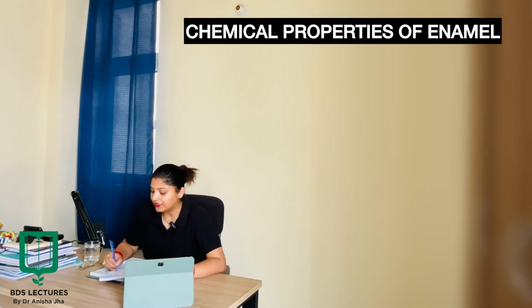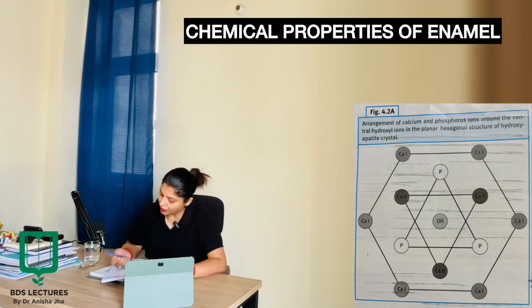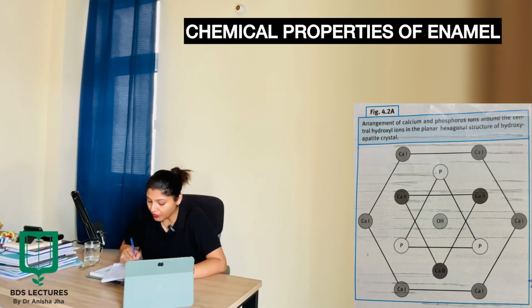Now moving on to the inorganic material of enamel, which is hydroxyapatite. Kindly keep this in mind, the inorganic material of enamel is formed by hydroxyapatite. The formula is Ca10(PO4)6(OH)2. So this is the chemical formula, Ca10(PO4)6(OH)2. Alright, so hydroxyapatite crystals are hexagonal in cross section.